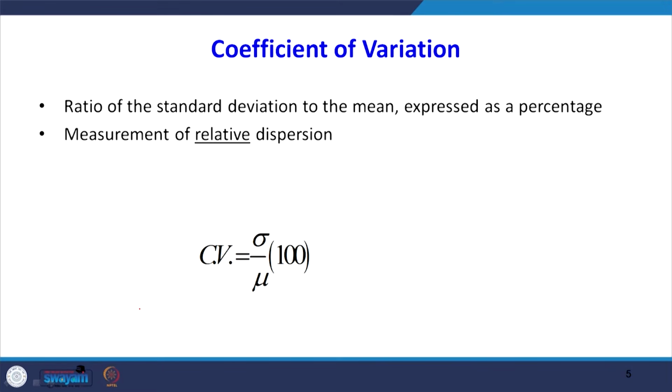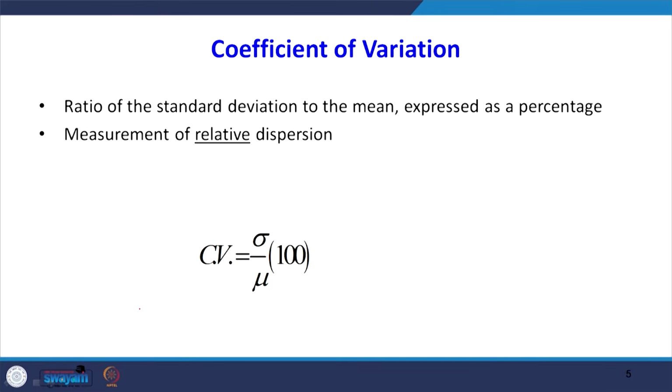I thought I would give an idea about the normal distribution, but we will go into detail later. The next way to measure dispersion is the coefficient of variation: the ratio of standard deviation to the mean, expressed as a percentage. So, coefficient of variation is sigma by mu. It is the measurement of relative dispersion.